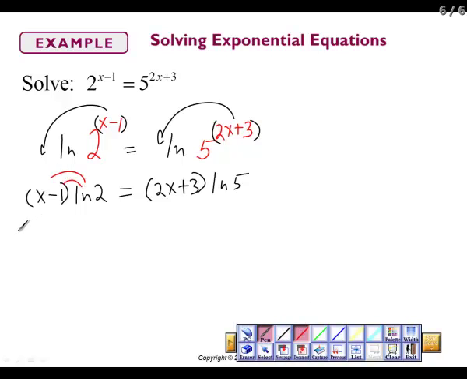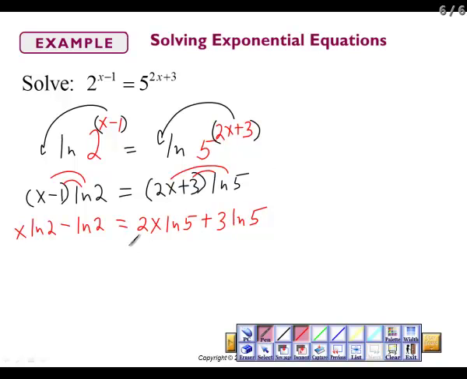So this is going to be x natural log 2 minus 1 times natural log 2, so that's just natural log 2. And then here we distribute the natural log 5, so this will be 2x natural log 5 plus 3 natural log 5.